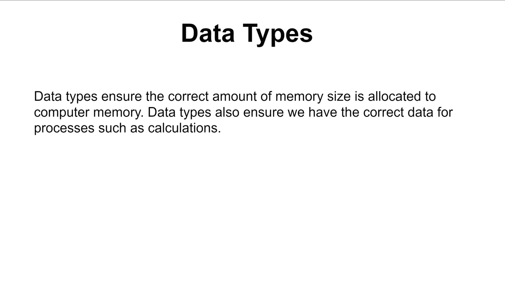It also helps us ensure that we have the correct data for different types of processes, such as calculations. We wouldn't want to use text for calculations. We'd want to use numbers. And by qualifying the kind of data we're using, we ensure that the computer has the right type of data for the right type of process.